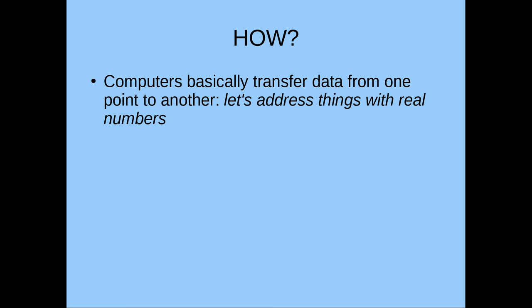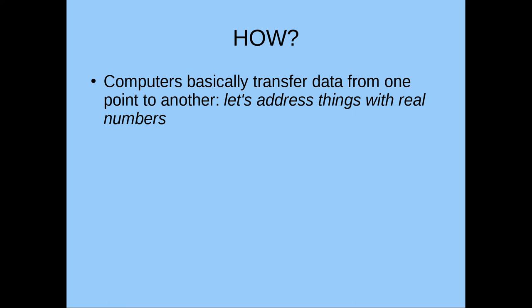Computers move things from one place to another. They might be moving a number from one location to another location, or they might be moving two numbers to the input of an adder, and then taking the output of the adder and moving that somewhere else. That's how you add two numbers in a computer. But they just move things around, right? But because space is discretized, we basically address these things with whole numbers: 0, 1, 2, 3, 4, 5.